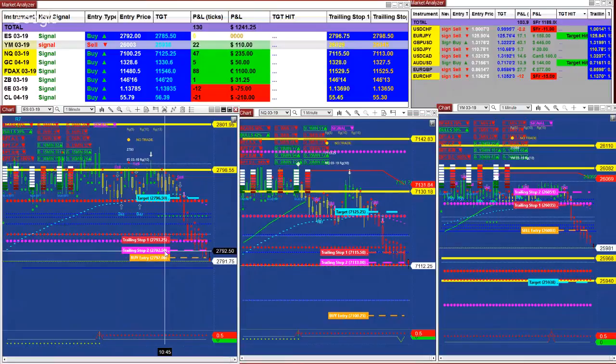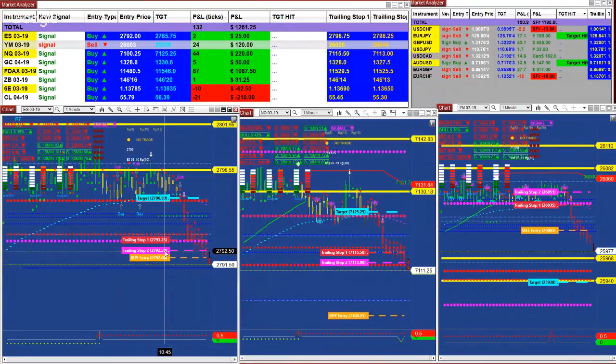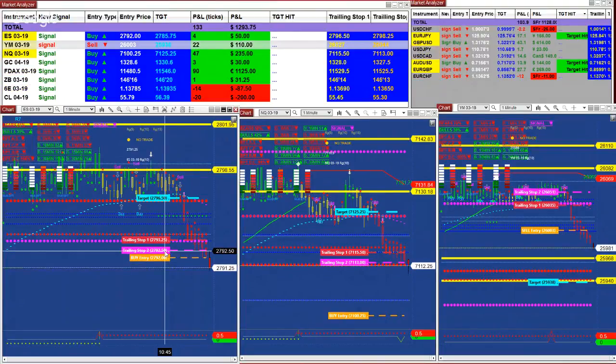It is a really key level here. There we go, we broke it. We're about to have a new signal on the ES. We are about to have a new signal on the NASDAQ. As for the YM, leave the YM alone today.